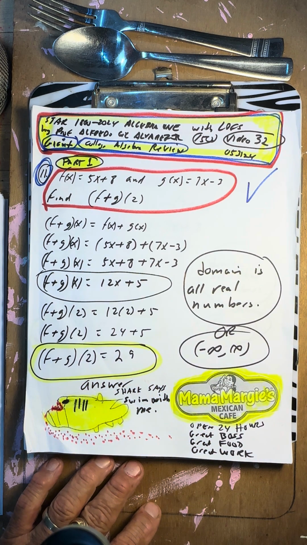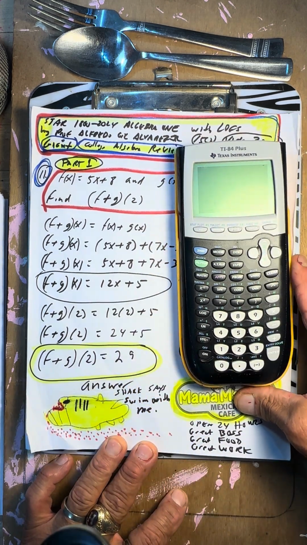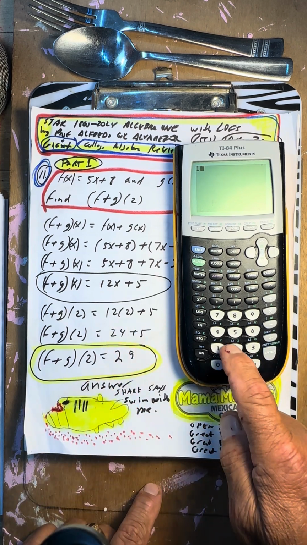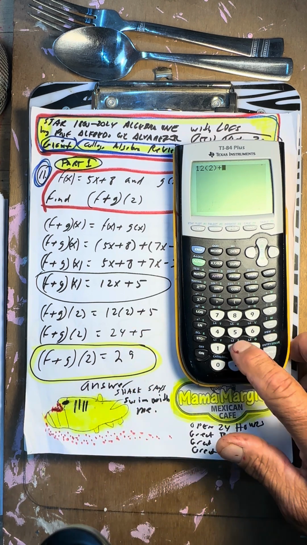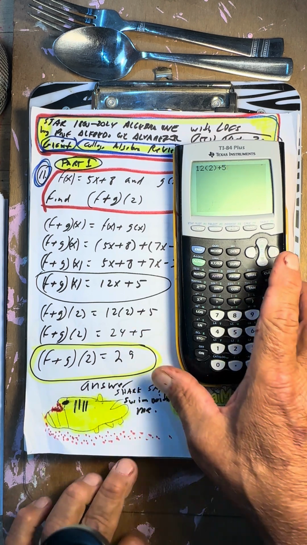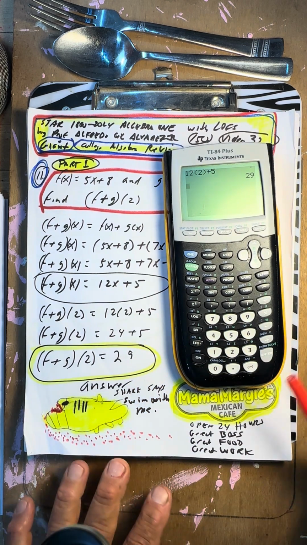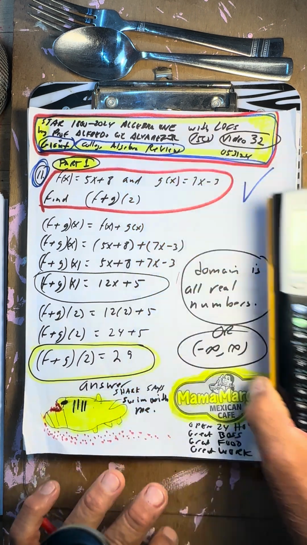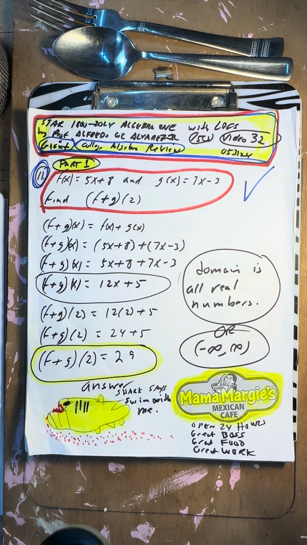Yes, you can use a calculator. Let's use a calculator. How do we do this on this machine? Well, we have 12 times 2 plus 5. Enter. It's 29. Yes, so you can use a graphing calculator, that helps. And also, the domain is all real numbers.